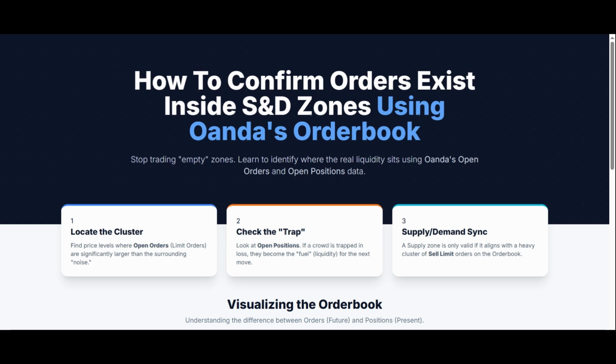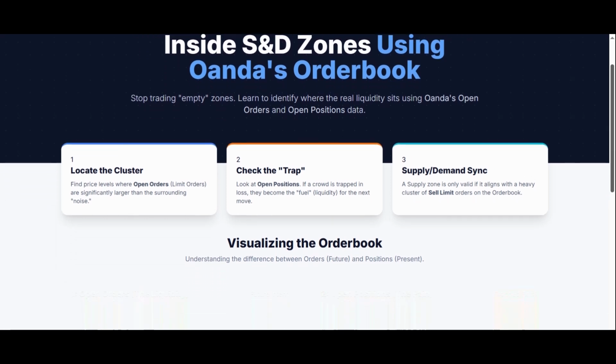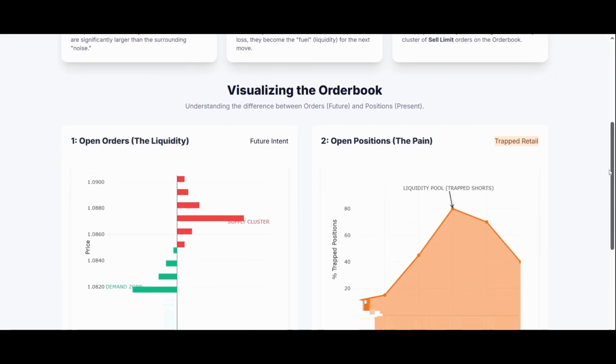Here's the truth most traders never hear. A zone means nothing on its own. Price doesn't react to your drawings, it reacts to orders, real ones. And when you learn to see where those orders are likely positioned before price even arrives, you stop reacting to the market and start anticipating it.